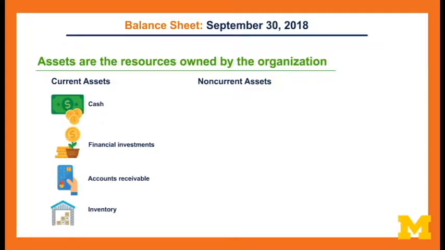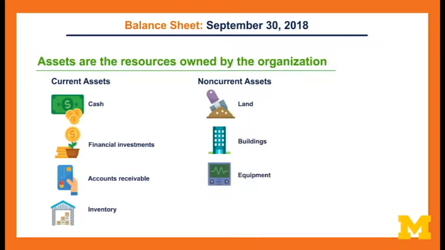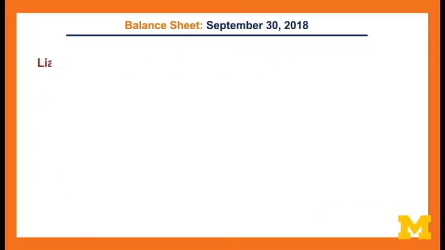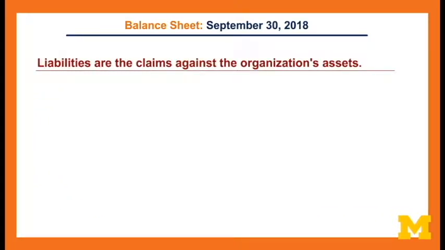Non-current or long-term assets are assets that the organization expects to own for more than 1 year. Examples include the organization's land, buildings, and equipment, also known as fixed assets, and long-term financial investments. Liabilities are the claims against the organization's assets by outside creditors, such as suppliers, employees, financial institutions, and bondholders. On the balance sheet, liabilities are listed in the order in which they will be paid.